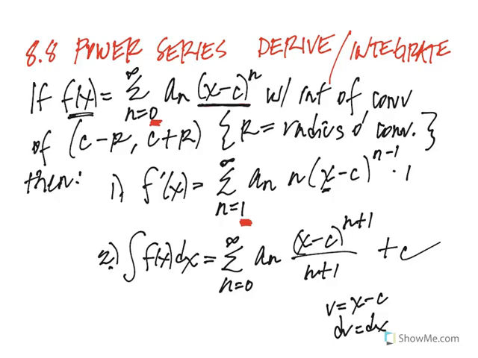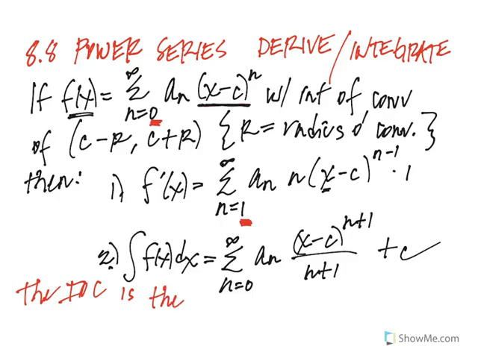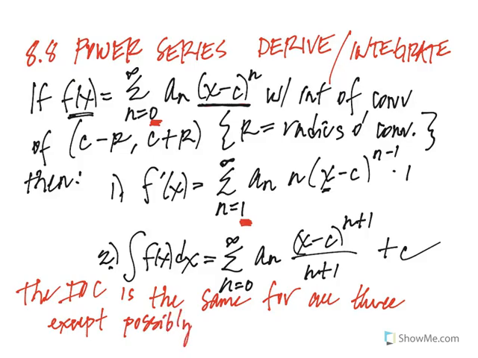I guess I should add something here. Let me get rid of this, make a little room. And I want to add this. The interval of convergence is the same for all three, except possibly at the endpoints. You've got to check them.